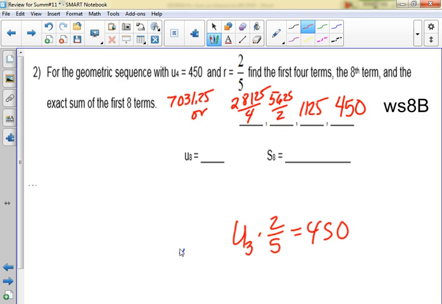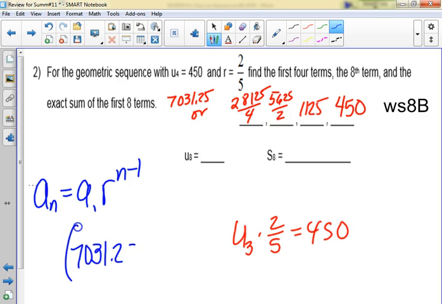Partially because if I made them 2, 4, 8, 16, where you're just multiplying by 2, you could just guess, but yeah, I know. All right. How do you find the 8th term? Well, if you wanted to use this, you'd say the first term, I'm going to use the decimal, okay, times r, which was 2/5. How many times? 8 minus 1 or 7 times?